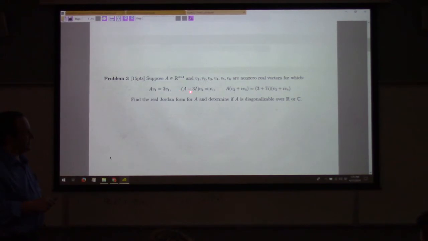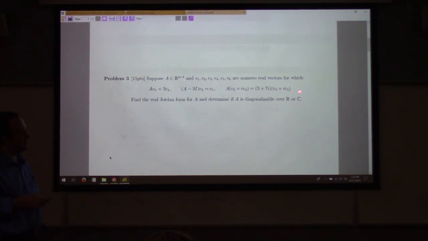If I multiply this by A minus 3i on both sides, I get what? A minus 3i V1, well, that's 0. So I get A minus 3i squared times V2 is 0. So V2 is a generalized eigenvector with eigenvalue 3. So if we arrange V2 and V1 together, they form a 2-chain for eigenvalue 3.